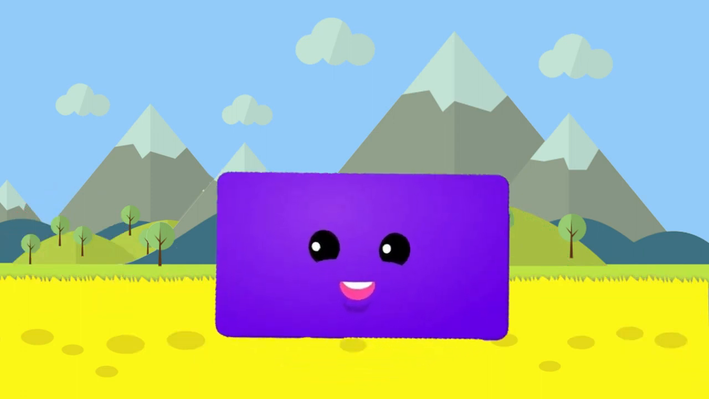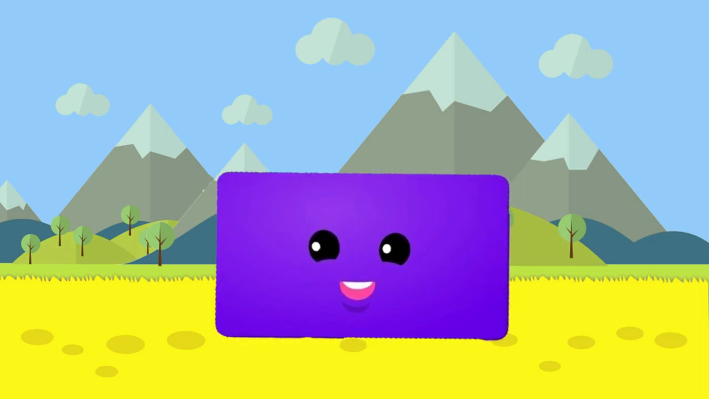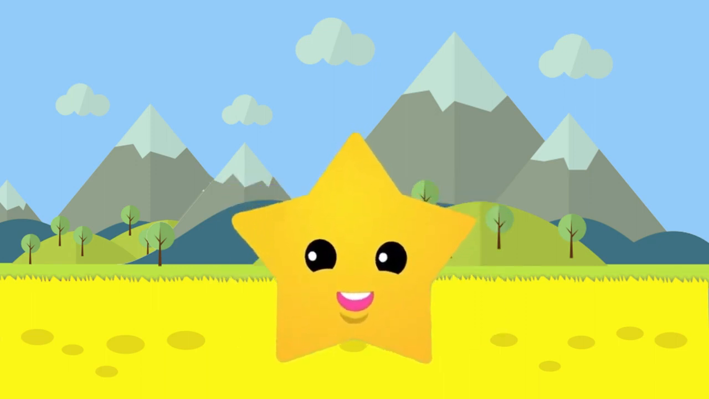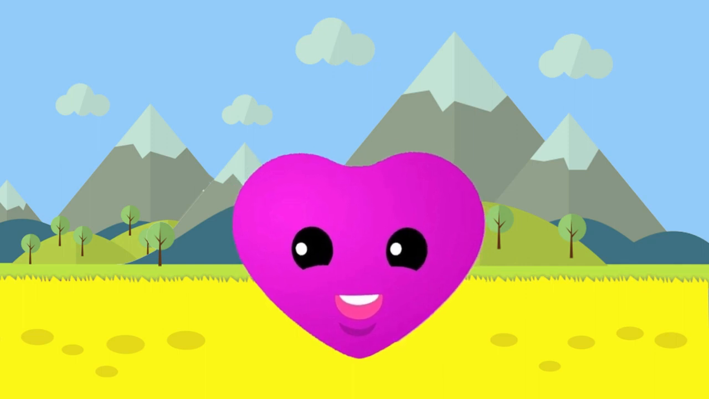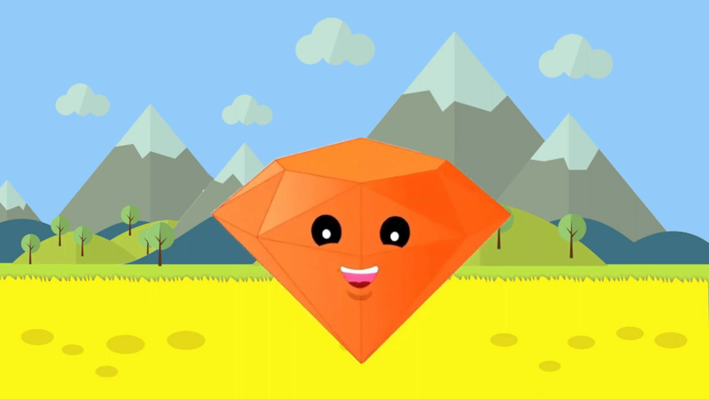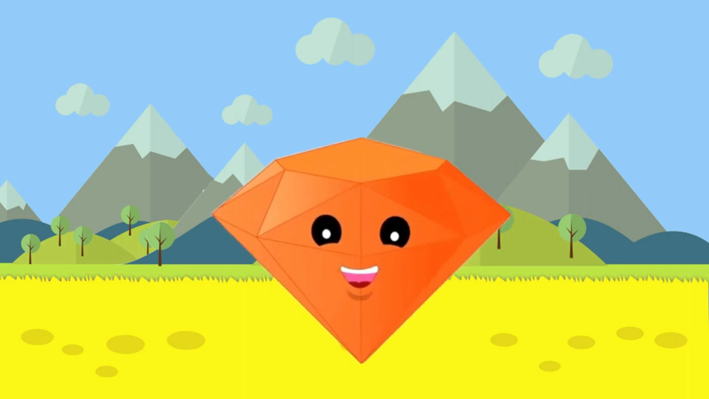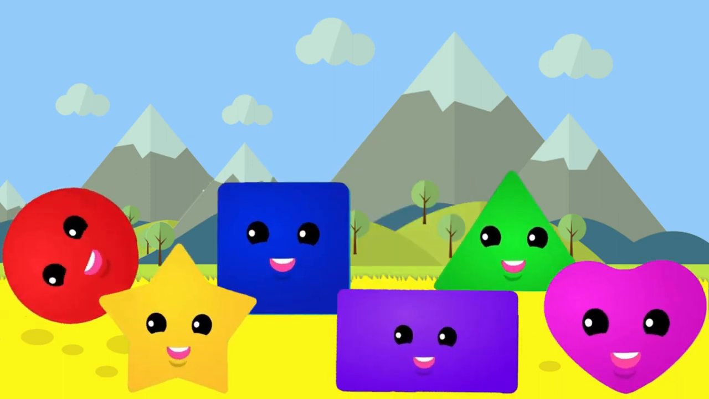We are shapes. You can see us everywhere. I'm a rectangle, like a really long square. I have four sides. I'm a rectangle. I'm a star in the sky, so far. I have five pointy arms. I'm a star. I'm a heart. I'm so curvy and so smart. I'm a really lovely shape. I'm a heart. I'm a diamond. You can see me on a ring. I'm so shiny and so bright. I'm a diamond. We are shapes. You can see us everywhere.